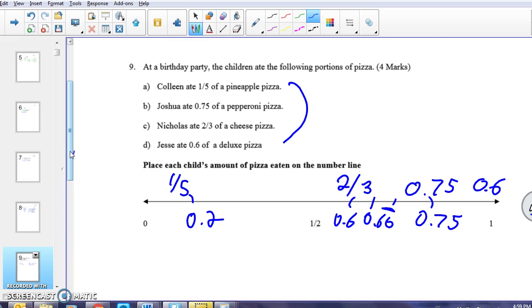So take a look at what you did. If you got them in order, give yourself a mark out of 4 for each one that is correct. So for example, if I had these two mixed up, then I would only get 2 out of 4.